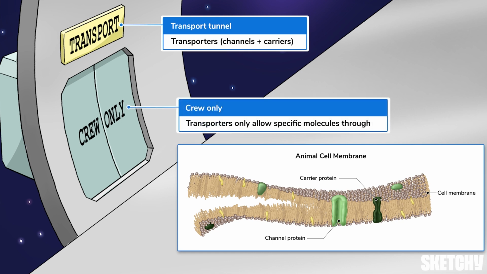Transporters only allow specific molecules through the cell membrane, which is why the transport tunnel of the spaceship has a crew-only sign. No space monsters at this entrance.